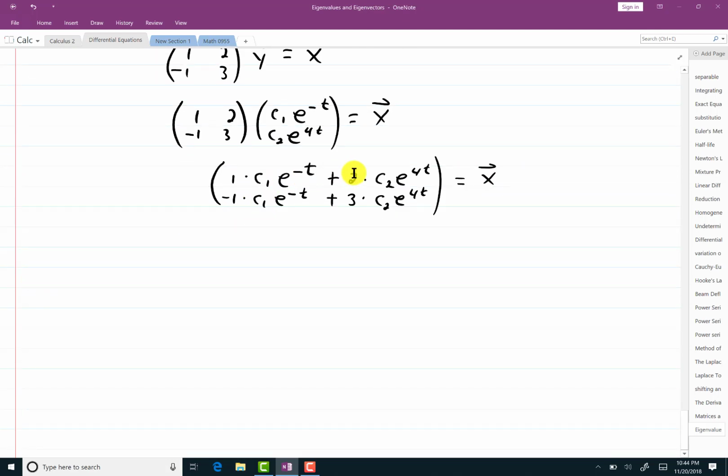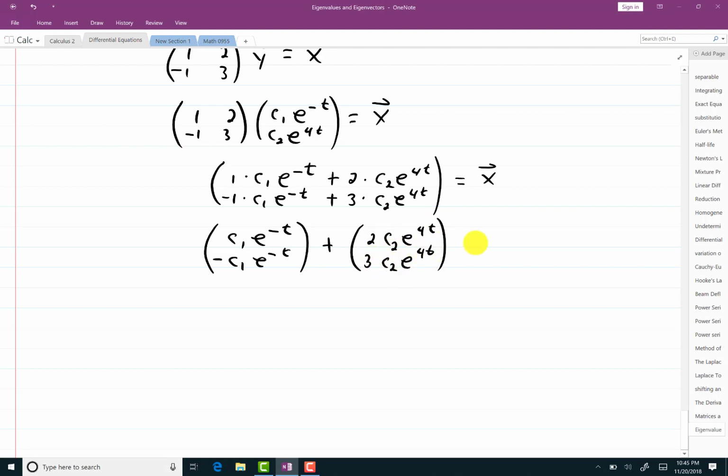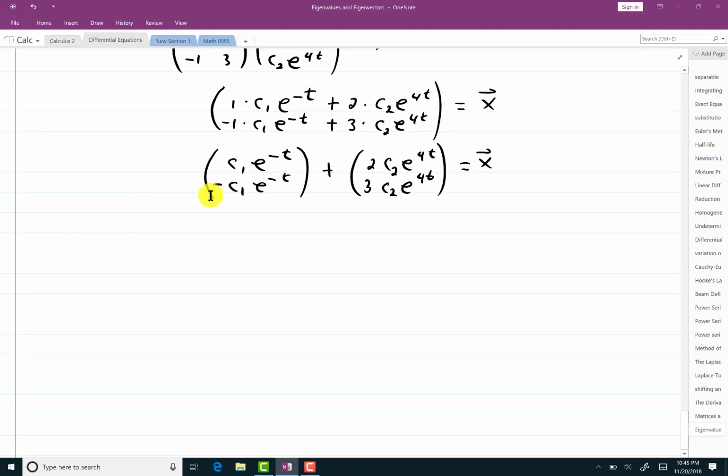Now I can break this up into 2 vectors. I'm going to drop the 1 and negative 1 and just put what's left there: c1 e to the negative t. And at the bottom I'll have negative c1 e to the negative t plus 2 c2 e to the 4t, 3 c2 e to the 4t, and you can even go a little bit further than this.